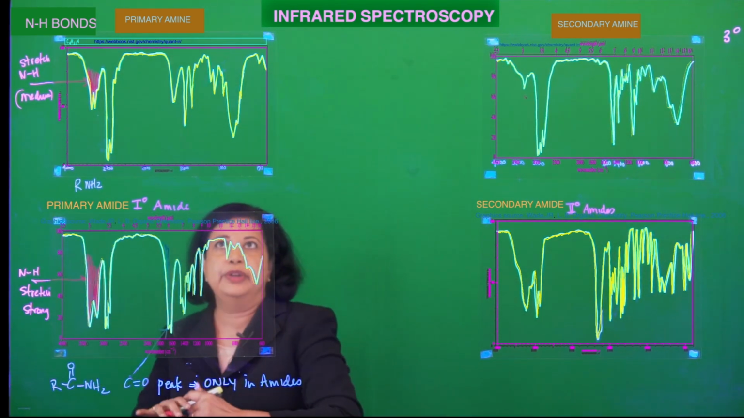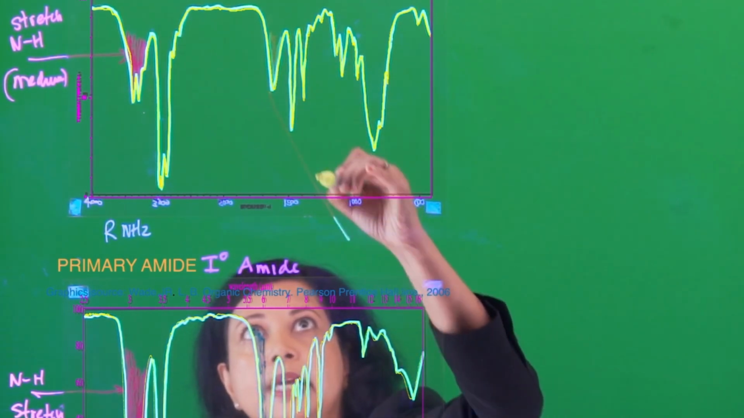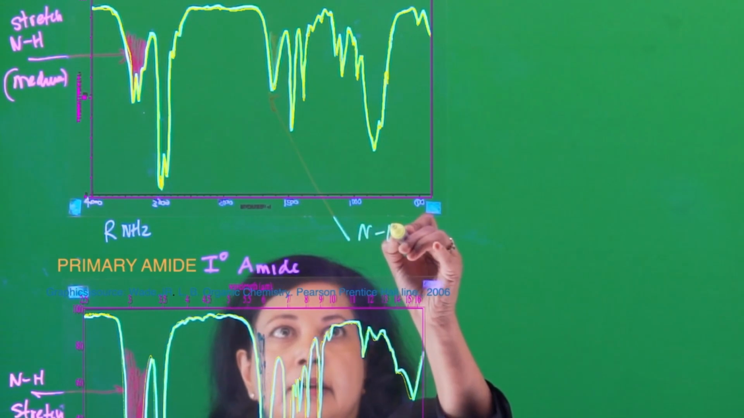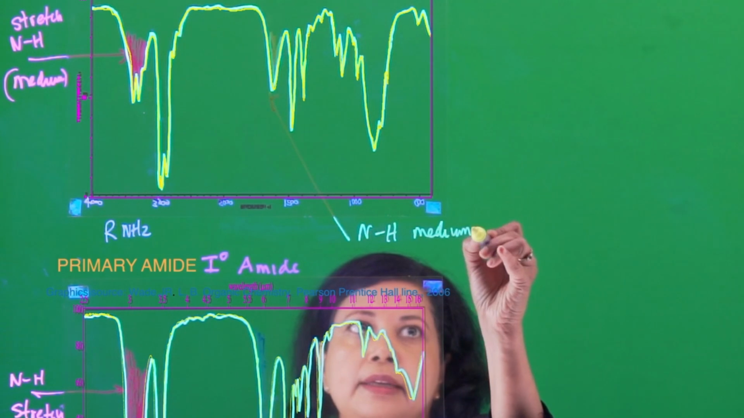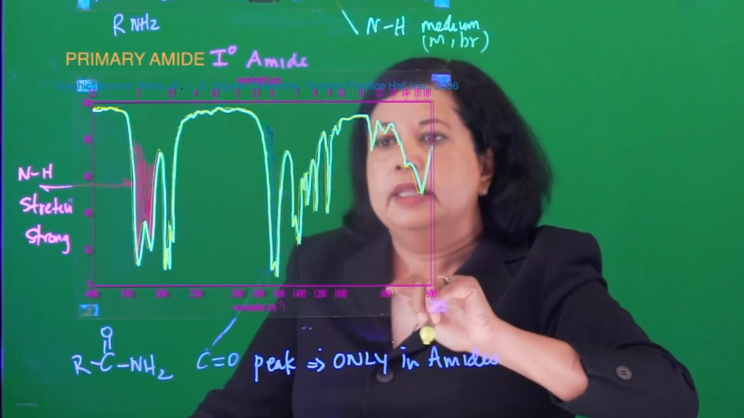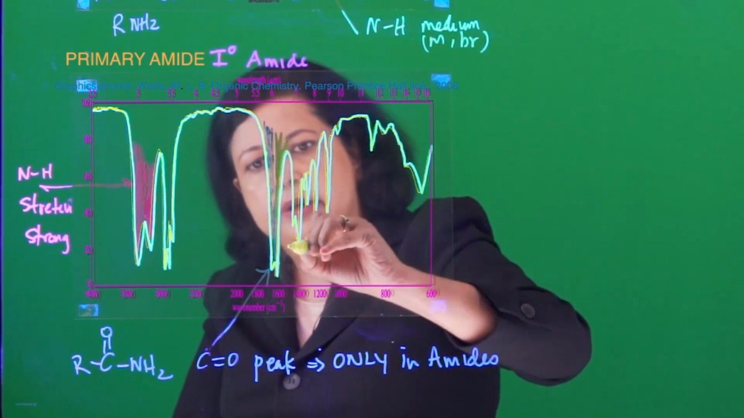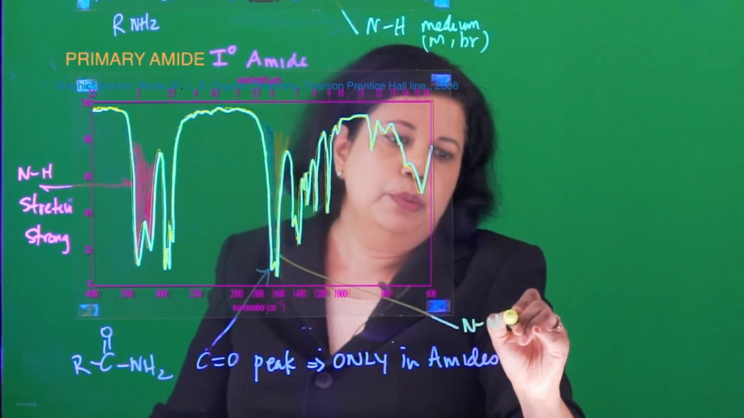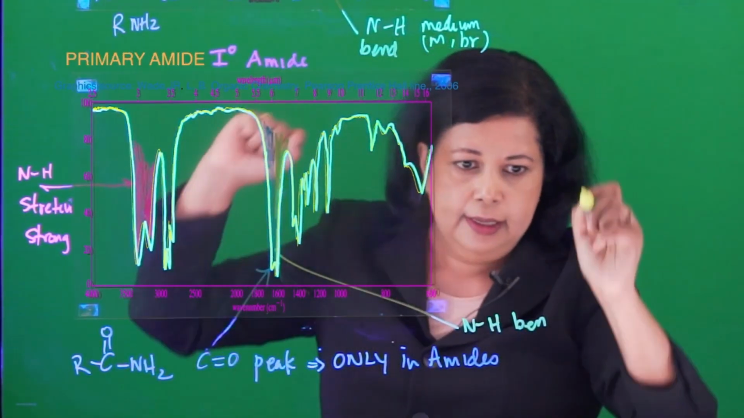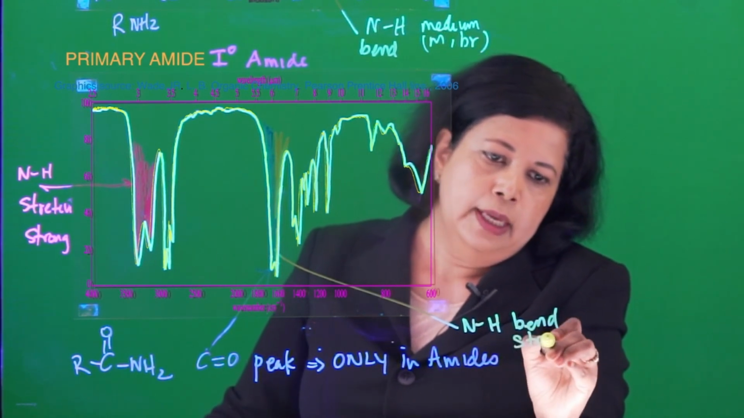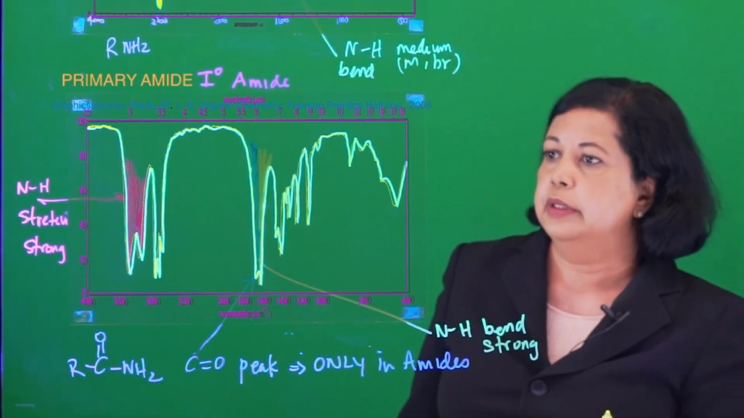Let's look at another difference here. The NH here is typically broad and medium, okay? So NH medium. It doesn't come all the way down. And it's broad. The NH peak here is very strong. You can see it comes all the way down here. So the NH bend, this is a scissoring bend, is strong, and it is also tapered, narrow. Those are the main things.